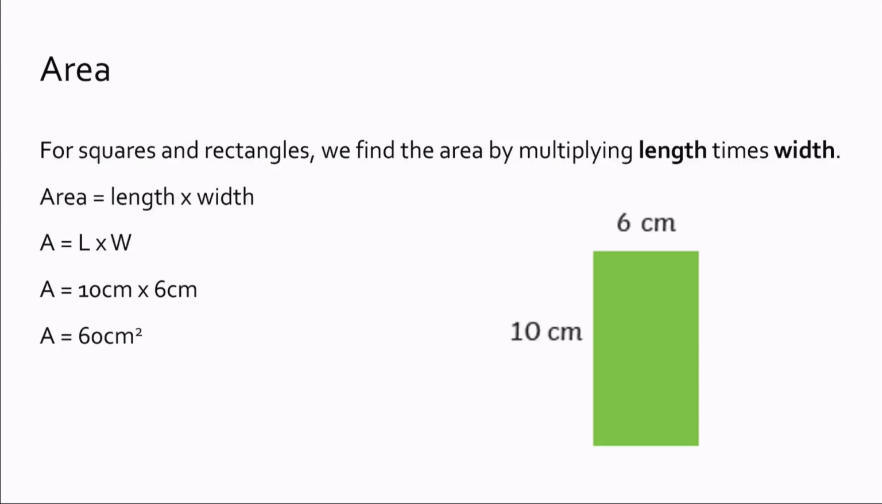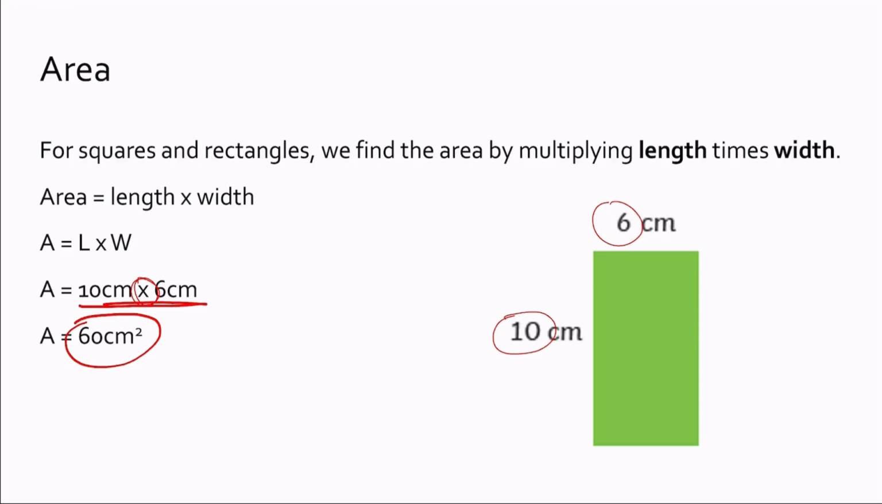Now, for squares and rectangles, we find the area by multiplying the length times the width. So here, I know that I have 10 centimeters and 6 centimeters, and I can multiply them to get my area of 60 square centimeters. And we often will say like 10 by 6. And that "by" is this "times." So that's how we're getting our area.